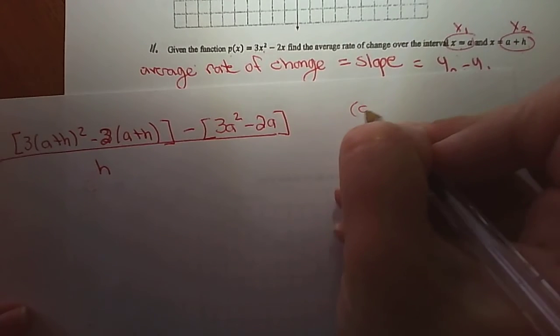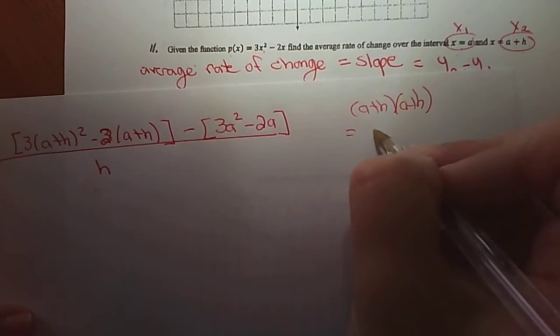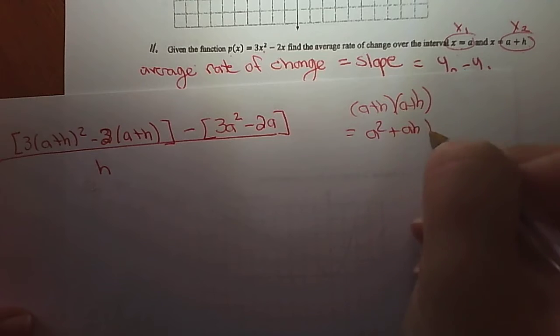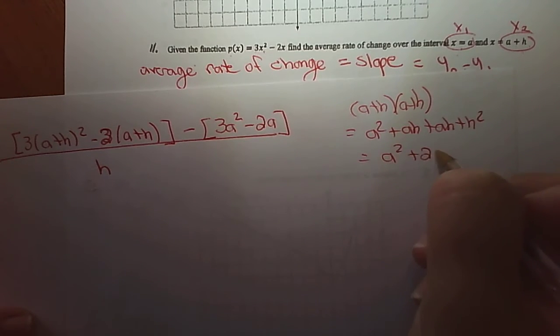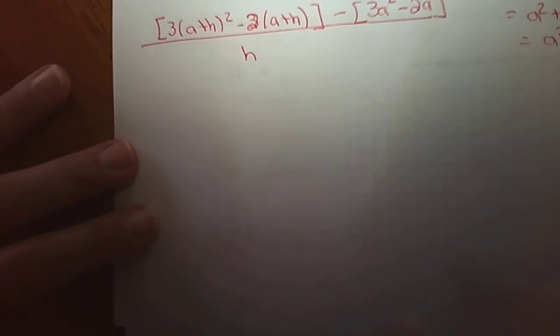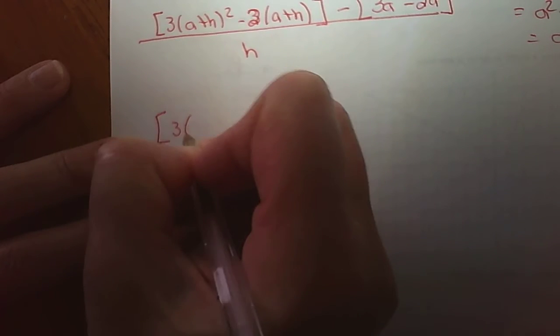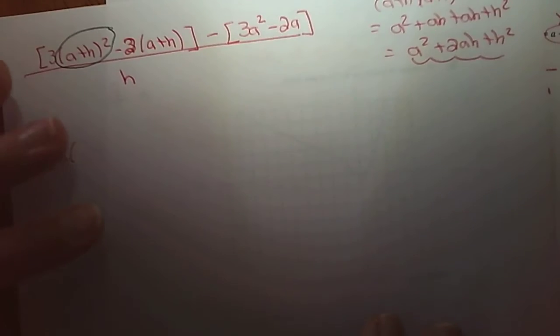So over here, we do a plus h, right? So if I distribute this, I end up with a squared plus 2ah plus h squared. So that's what's going to go right here. So bring down the 3. All of this is going to get replaced with the stuff I found over here. So I'm going to put a squared plus 2ah.